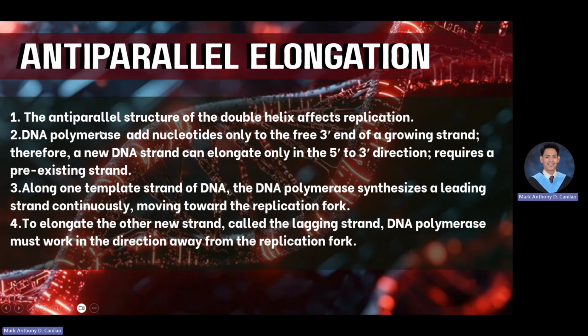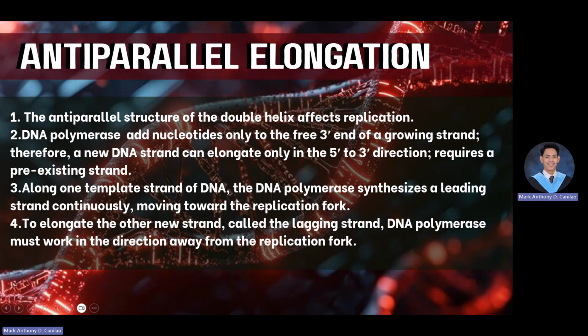The antiparallel structure of the double helix affects replication because, number one, DNA polymerase adds nucleotides only to the free 3' end of a growing strand. Therefore, a new DNA strand can be elongated only in the 5' to 3' direction, which requires a pre-existing strand.